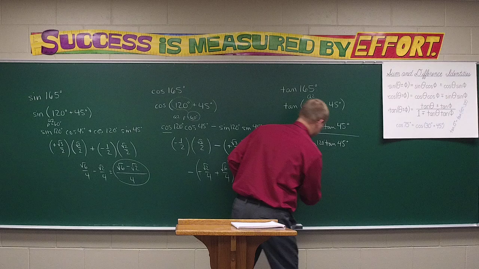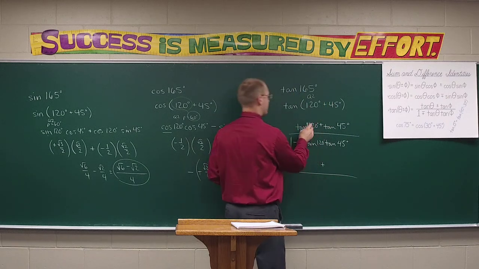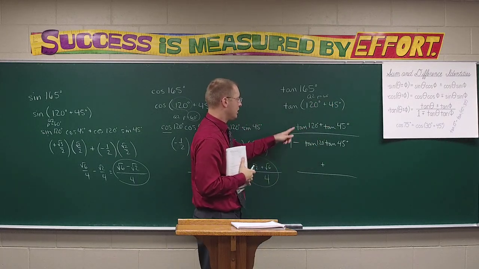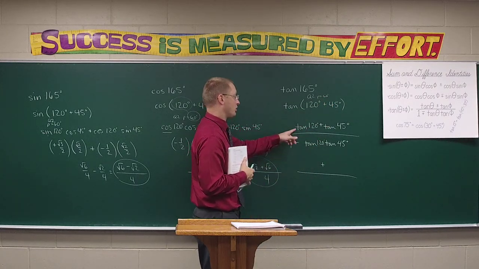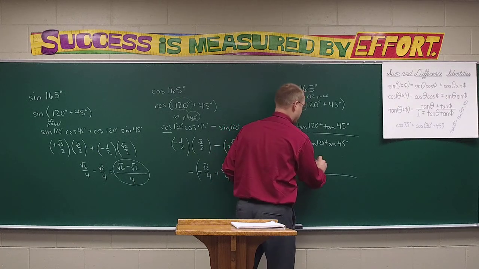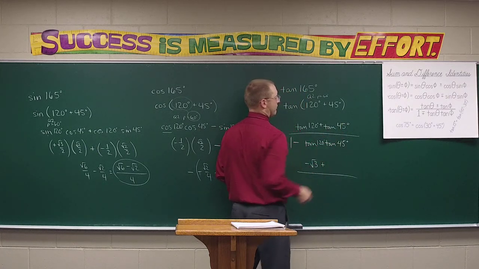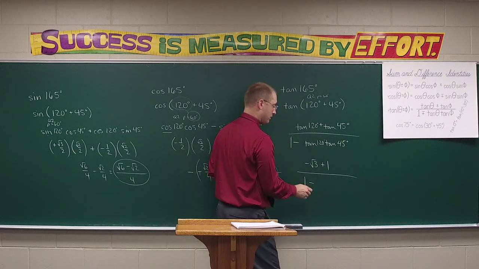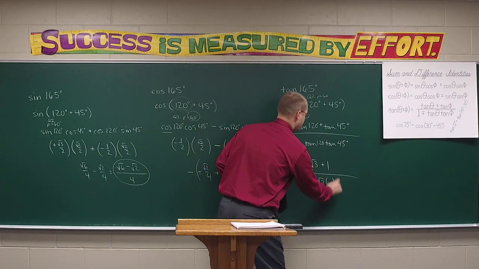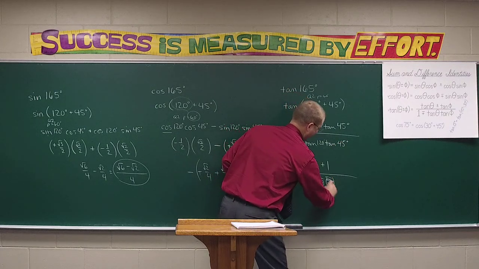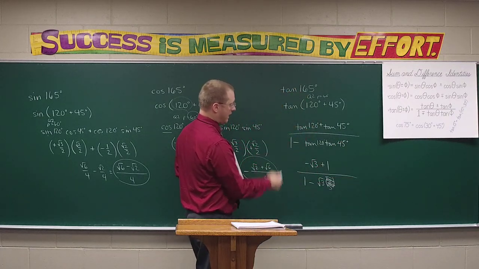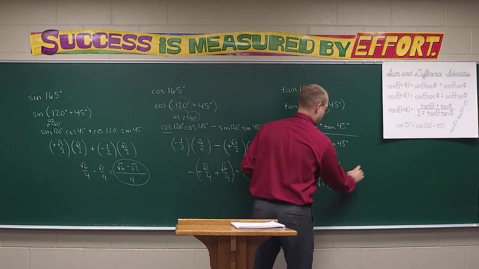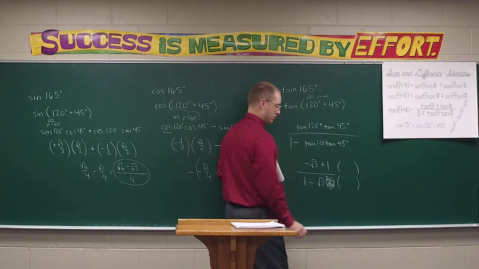All right, now tangent 120. Well, that's quadrant 2, reference angle 60. What is the tangent of 60? Square root of 3. In quadrant 2, tangent is negative square root of 3. What's the tangent of 45? 1. All over 1 minus tangent of 120, square root of 3, times 1, which I don't really have to write. I've got a two-term radical denominator. Got to multiply by the conjugate, which is 1 plus square root of 3.